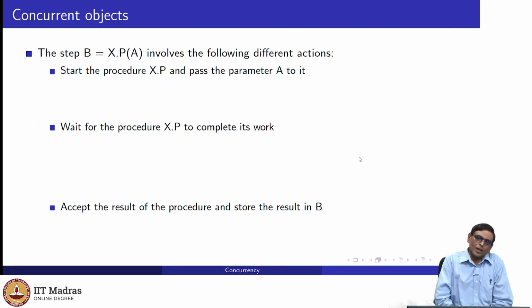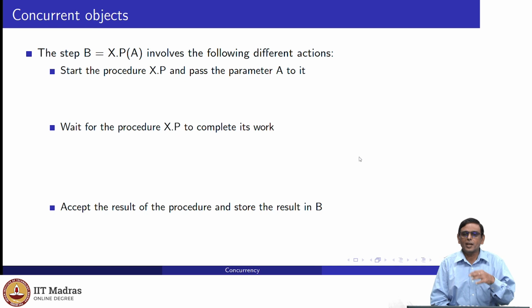So we said we want to unbundle a procedure call into three parts. The step B equal to X dot PA: instead of writing PA, I have said X dot PA. Remember, PA is a public procedure of object X, so I can call it, and it returns the result, and I can store the result in B. B equal to X dot PA is a cute, compact way of representing things. We want to unbundle that into three parts.